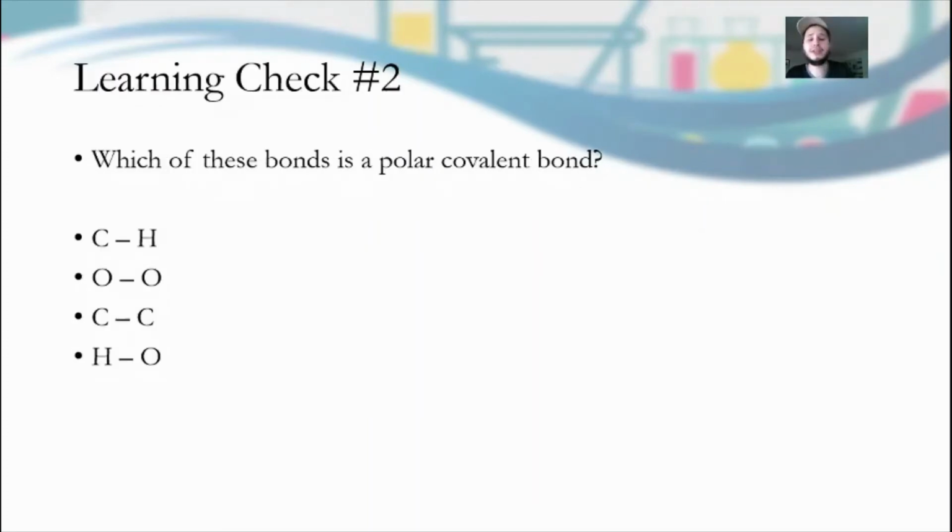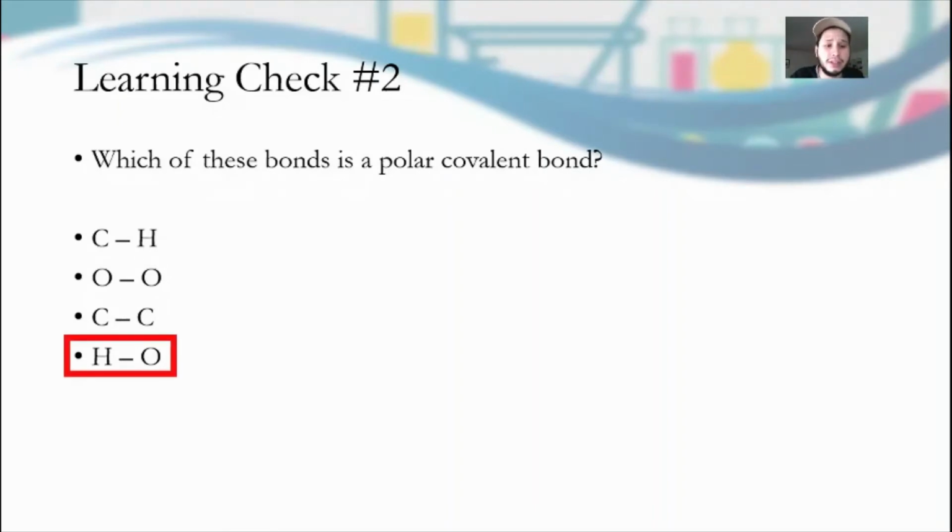So let's do a little quick learning check. Number 2 tests you on what a polar bond is. Which of these 4 bonds is a polar covalent bond? The biggest hint that I have for this: look for the nonpolar bonds first. So pause this video, and determine which of these is nonpolar and which is polar.